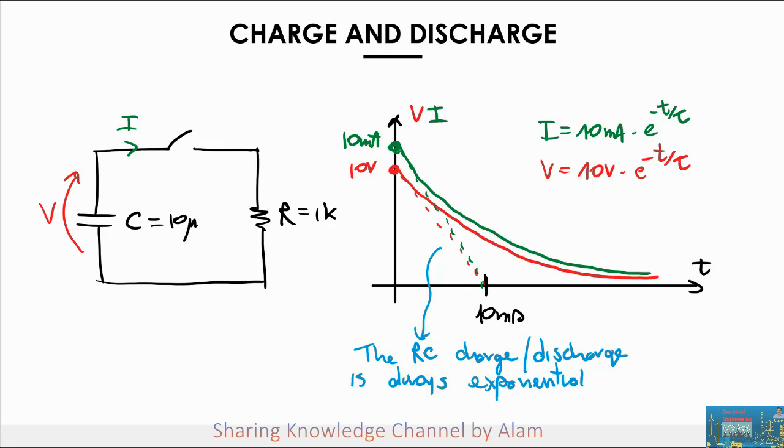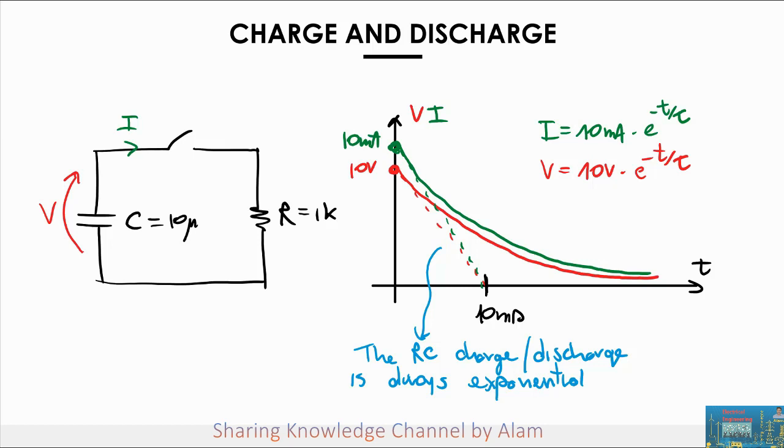In the previous lessons, we have seen the charge of a capacitor from 0 volts to 10 volts through a resistor. Now we're going to look at what happens when the capacitor gets discharged, and we'll find out that the equations and the behavior are very similar, just slightly different.